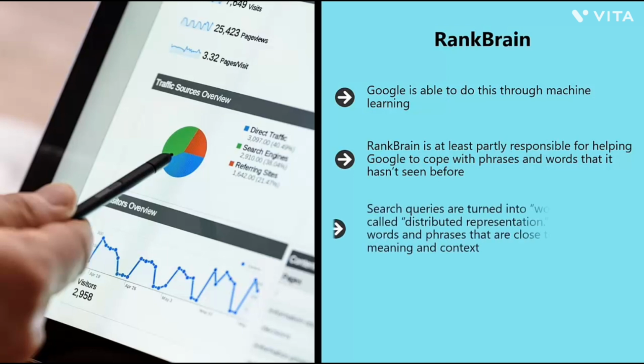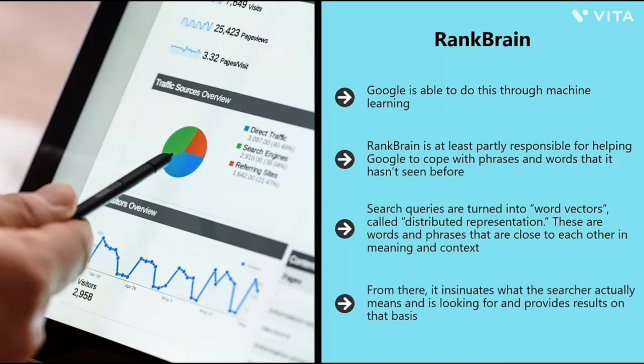This helps Google to deal with unusual searches that it hasn't seen before without simply matching search terms to content in articles. Search queries are turned into word vectors called distributed representation. These are words and phrases that are close to each other in meaning and context. RankBrain will then try to map the query into words it understands or clusters of similar words. From there, it insinuates what the searcher actually means and is looking for and provides results on that basis.